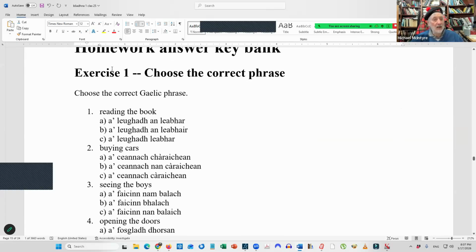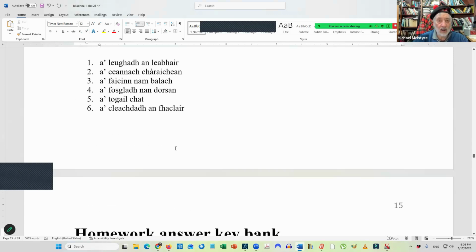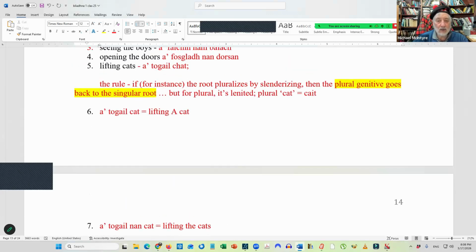And then homework. You can choose the correct Gaelic phrase. So you can go through those. Any questions? Nope. Confusing enough. I know what I need to practice now. I can tell what I'm missing that I need to fill in. And I know you're afraid that if you ask a question and I give an explanation, it'll be even more confusing. So anyway, it'll come.